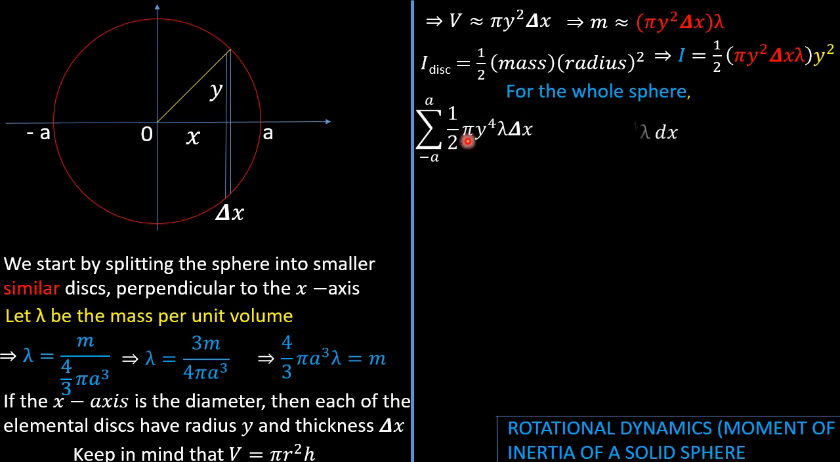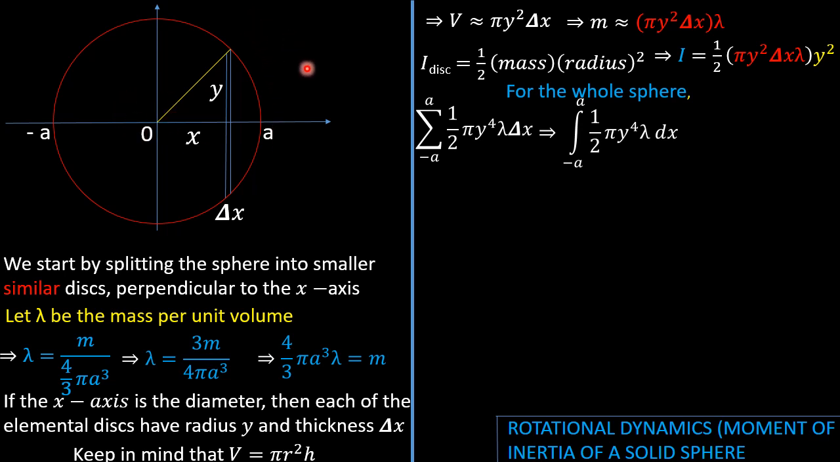This is now going to be the definite integral, now going from negative a to a of 1/2 pi y to the power 4 lambda dx. Great. That's what we have, friends. Then now, friends, we should not forget that we can picture our disc to just be a circle whose radius is a and whose center is at the point (0, 0).